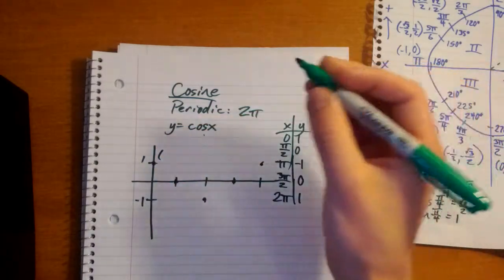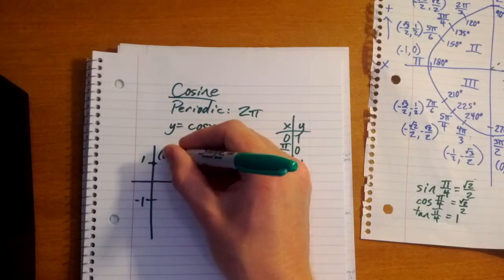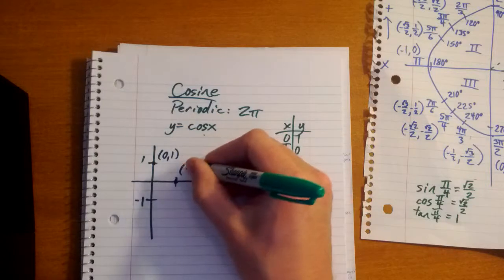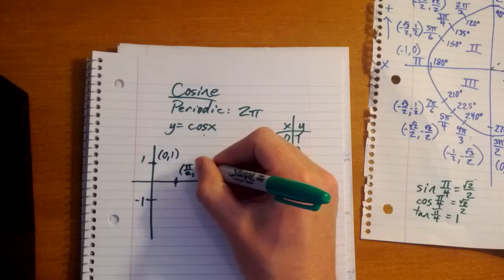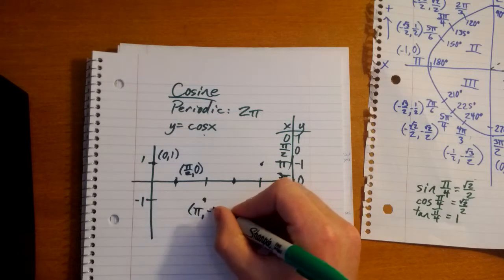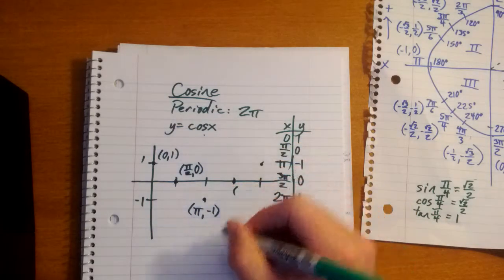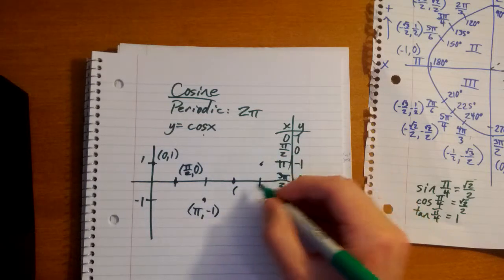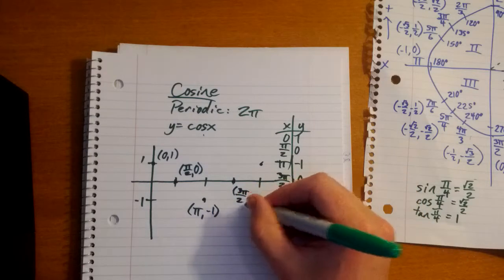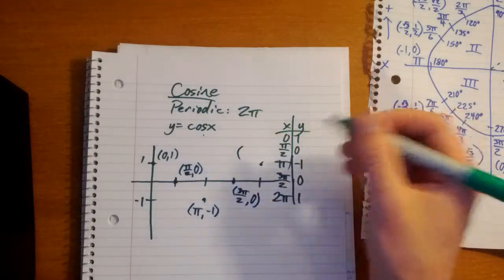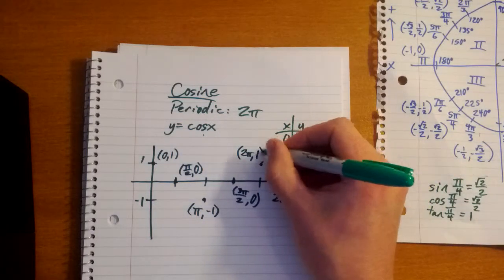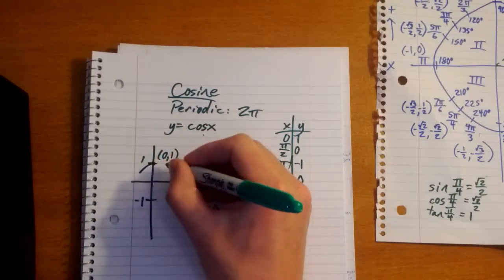So label these. Labeling is good. Your teacher loves it. I am sure of it, because I am a teacher. Pi over 2, 0. Because if you don't have labels, then you could just be arbitrarily assigning points, and you will lose points. See what I did there? It's not clear that you actually know what you're doing, and we know you know what you're doing, and you want to show off your math skills.